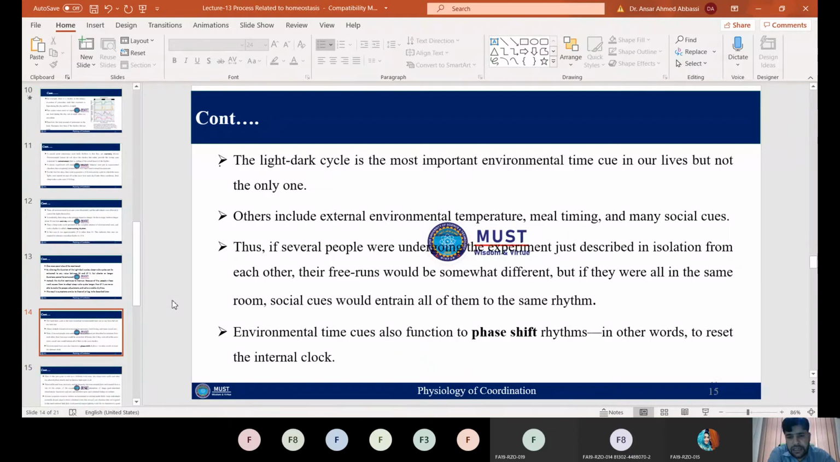So the light-dark cycle is a very important environmental time cue in our lives, but it is not the only one. There are certain other cues. For example, external environmental temperature is another important factor. Similarly, meal timing is another factor, as are many social cues. All of these are important in regulating our wake-sleep cycle or light-dark cycle.